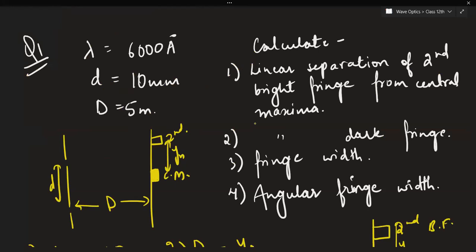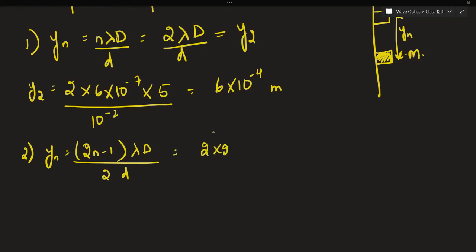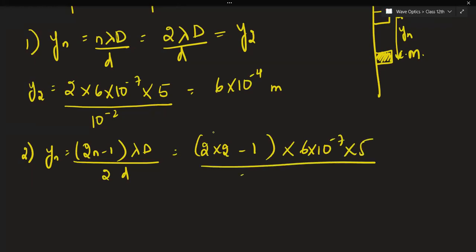The second question says the same thing, but you have to calculate it for the dark fringe. We had revised the formula for the bright fringe. The same type of formula applies for the dark fringe as well, but the difference is that the factor (2n minus 1) by 2 also remains apart from the entire term. Now n is 2, so that will be 2 into 2 minus 1. This is (2n minus 1) into lambda. Wavelength is again 6 into 10 to the power minus 7, capital D is 5, and small d is 10 to the power minus 2. So 4 minus 1 is 3.